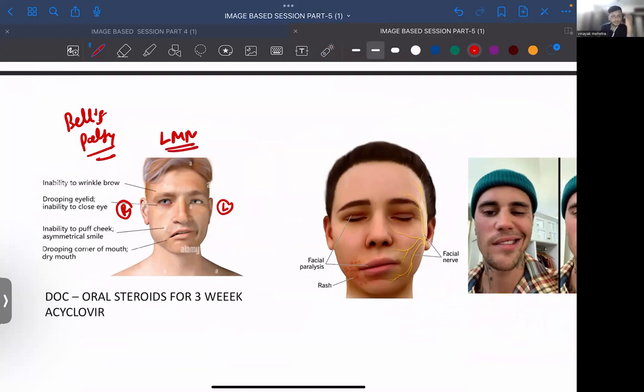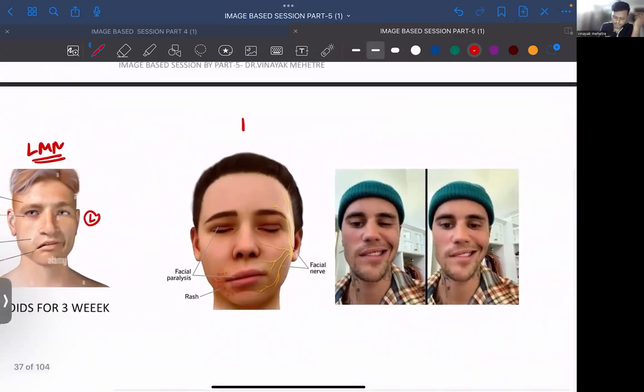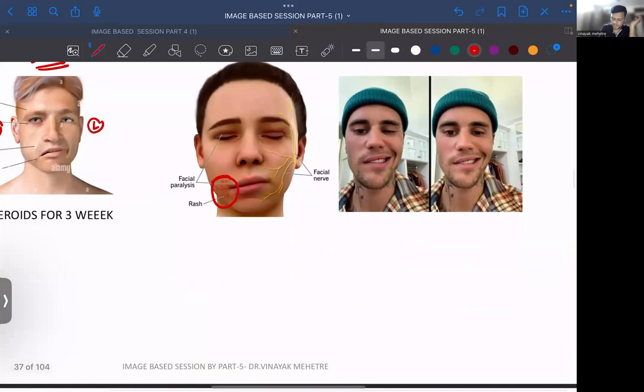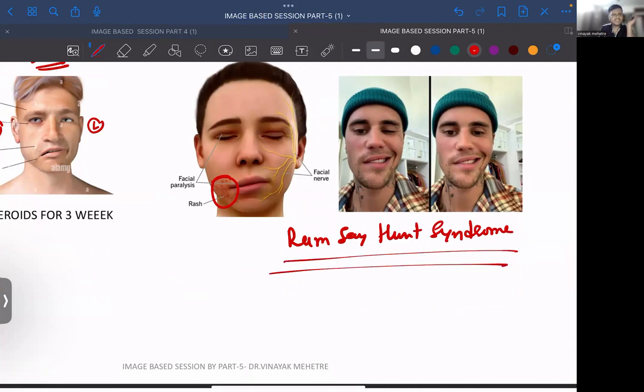Now, patient presented with lower motor neuron lesion with क्या बोल रहा हूँ? With rashes. Okay, rashes or bullae on tympanic membrane. Rashes कहाँ पे? On the cheek. On the cheek. Answer is changed. Answer is no more Bell's palsy. It is Ramsay Hunt syndrome. Okay, Ramsay Hunt syndrome.